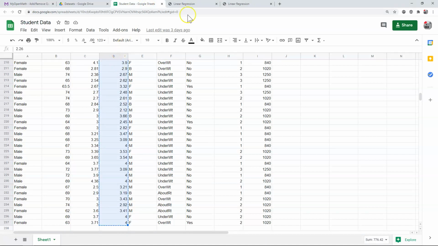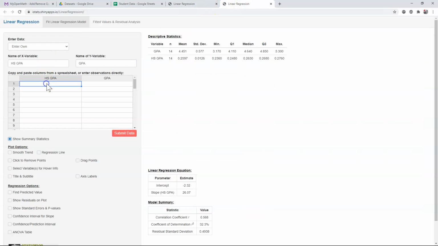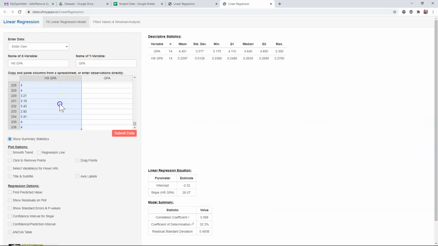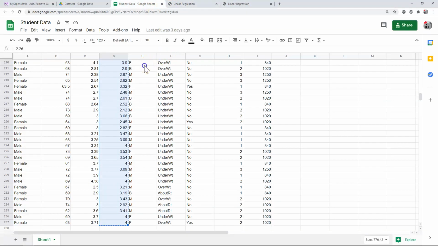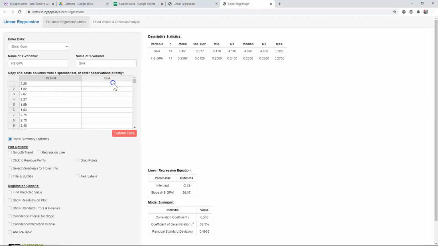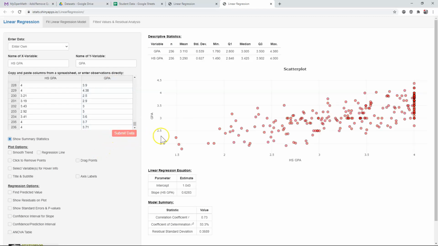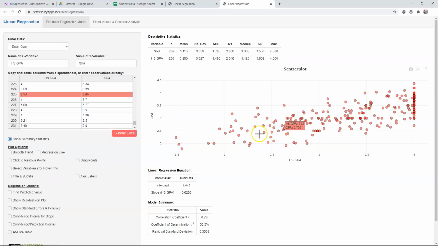So, copying the high school GPA over. And then we can do the same thing for the college GPA. And we will submit our data. So again, it's another place where we can find that same exact scatter plot, as well as get our correlation coefficient here, the same exact one that we saw before.